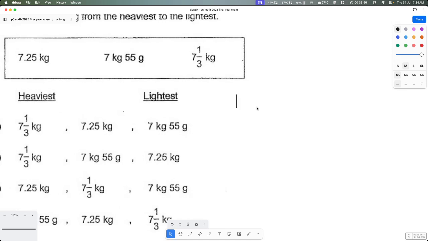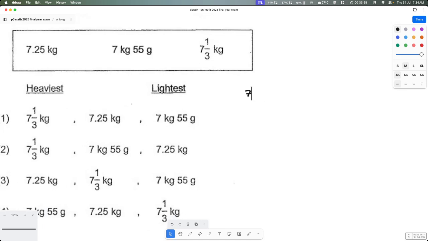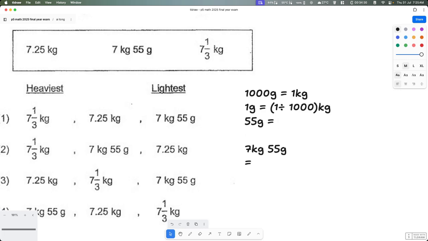7 kg 55 grams. Since we know that 1000 grams is equal to 1 kilogram, 1 gram is equal to 1 divided by 1000 kilogram. And then we just make this into a bracket. And what about 55 grams? It's equal to 55 divided by 1000.